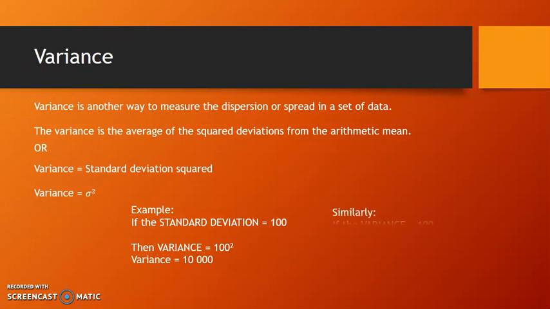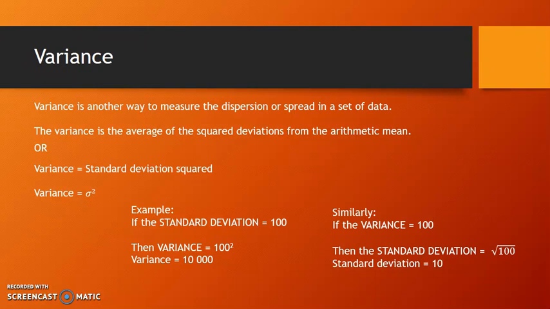Now, if you're given the variance, for example, if you're given the variance equals 100, then the standard deviation would be the square root of 100. And the square root of 100 is 10. So the standard deviation would be 10.